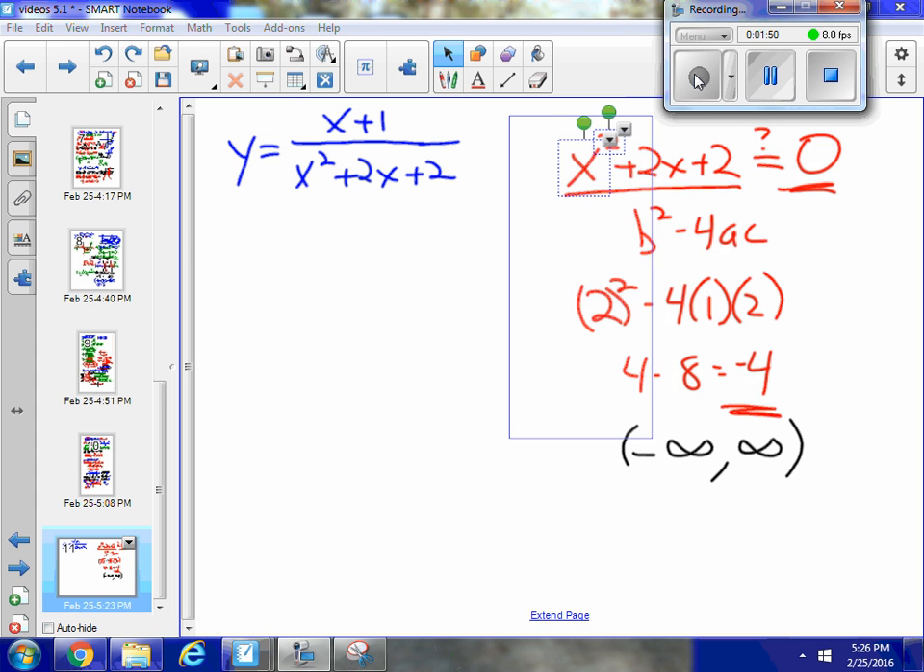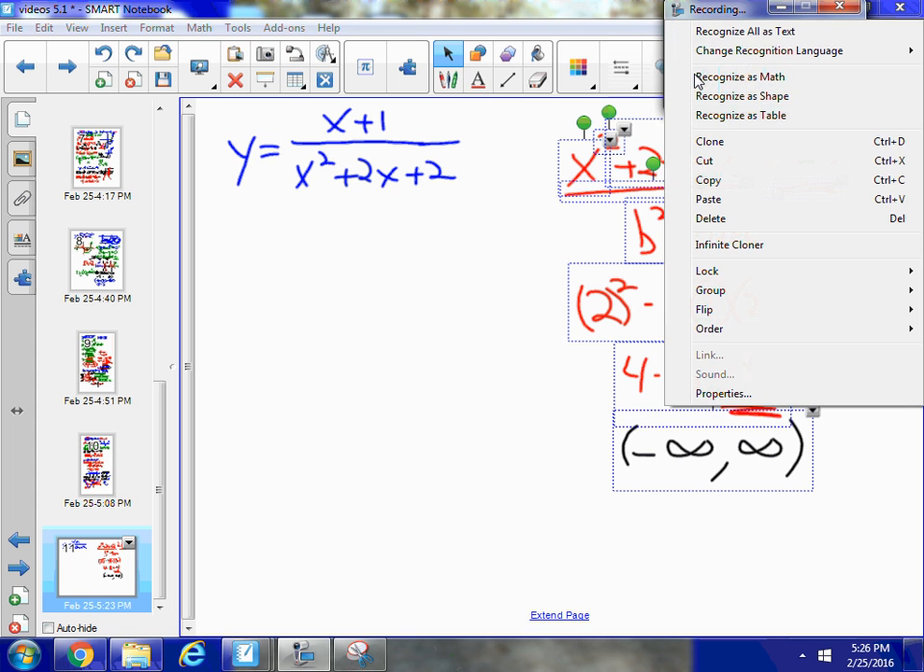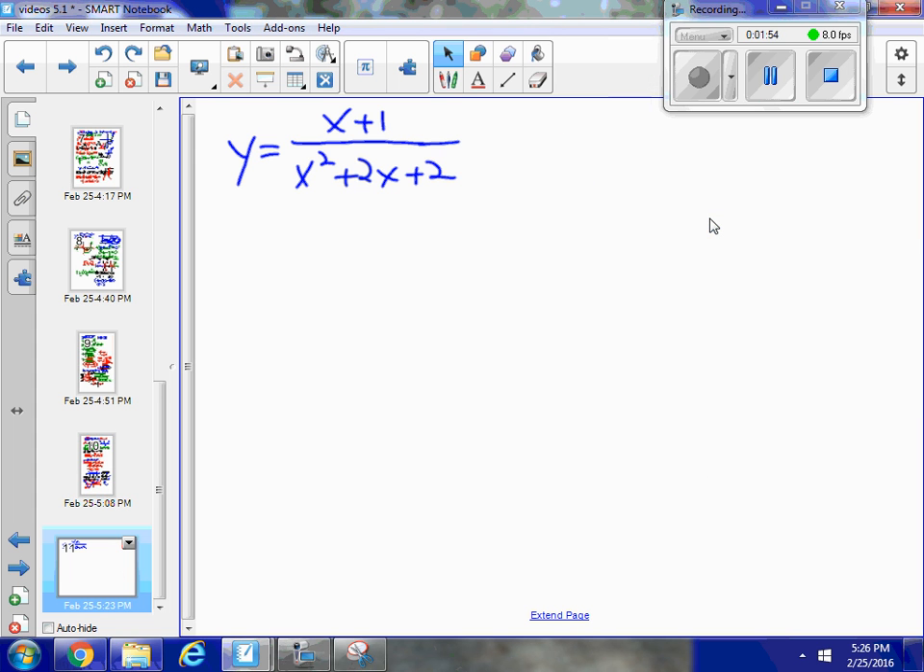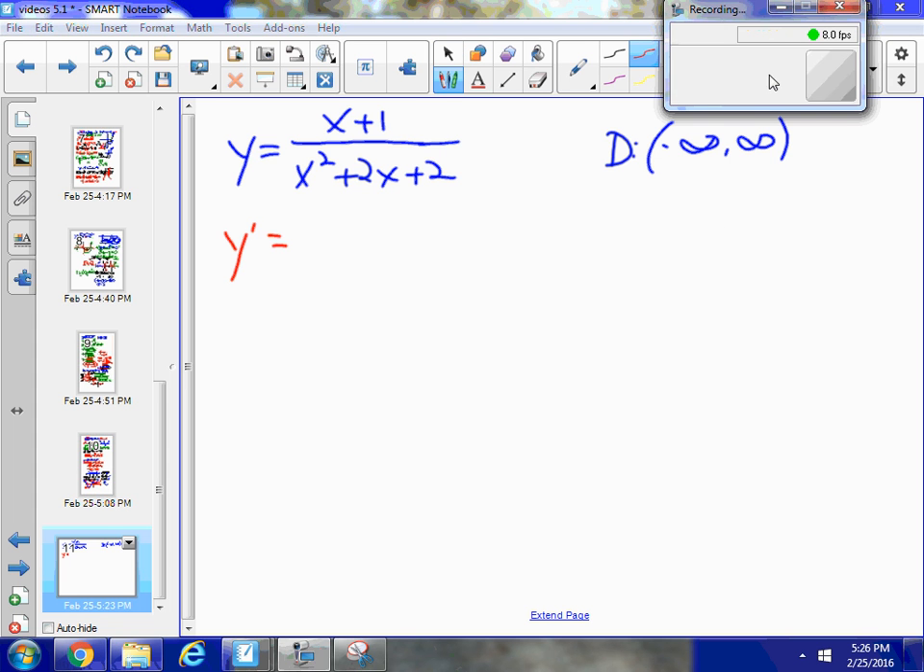So let's erase this to give ourselves some room. I'll delete that. I will put our domain up here. Domain equals negative infinity to infinity, just so that we remember. And now I need to find the derivative. I need to find y prime. You know, before I do that, I'm going to comment on one other thing about this function.